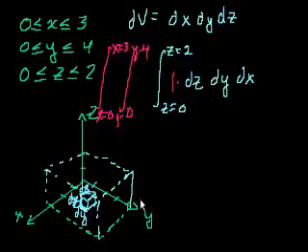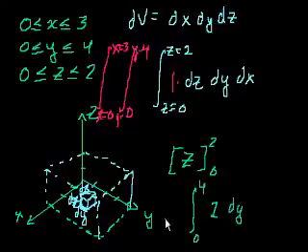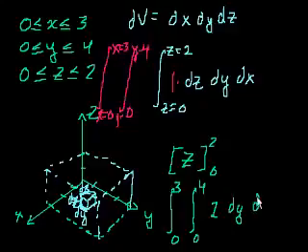So what's the value of this integral? Well, the antiderivative of 1 with respect to z is just z, right? Because the derivative of z is 1. And you evaluate that from 2 to 0. So it's 2 minus 0, so you're just left with 2. You're going to take the integral of that from y is equal to 0 to y is equal to 4 dy. And then you have the x from x is equal to 0 to x is equal to 3 dx.